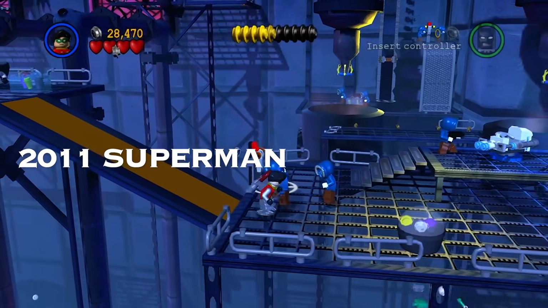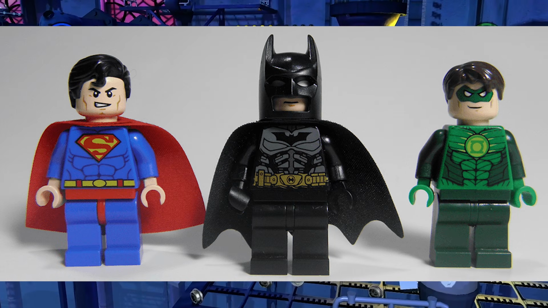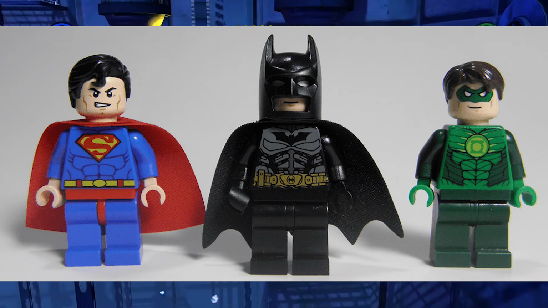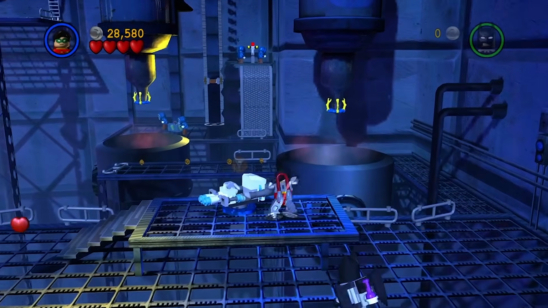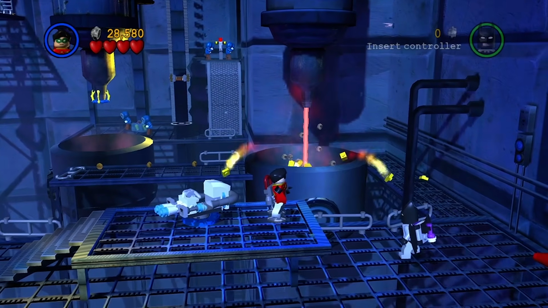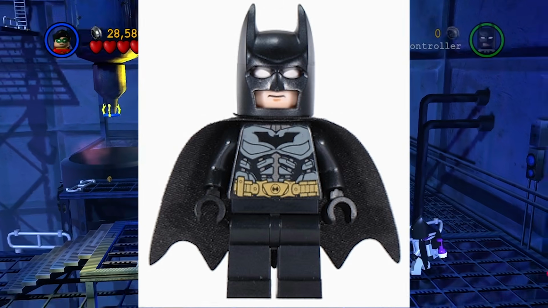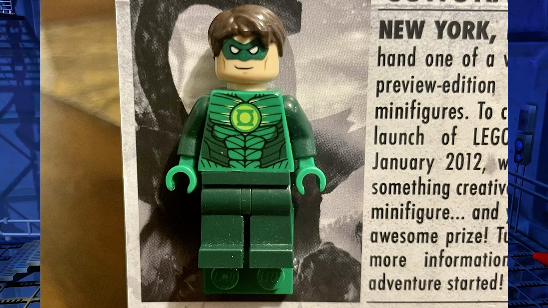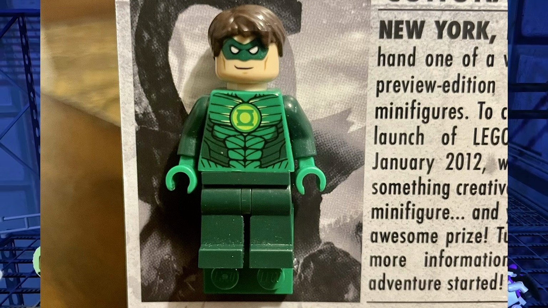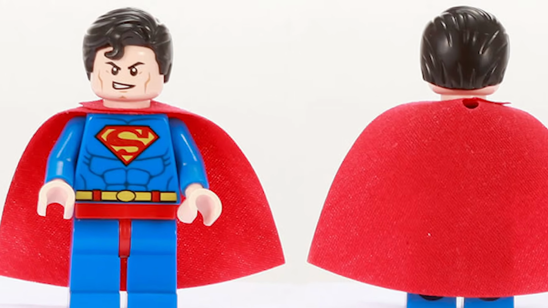2011 Superman minifigure. In 2011, LEGO made 3 of these DC superheroes minifigures to promote the upcoming superheroes theme. They were given to some attendees at that year's New York Comic-Con, and one of these minifigures was Batman, based off the Dark Knight trilogy. There was also this Green Lantern minifigure based on the Green Lantern movie, which you might just now be remembering existed. And then you have the Superman minifigure based off of his comic book appearance.